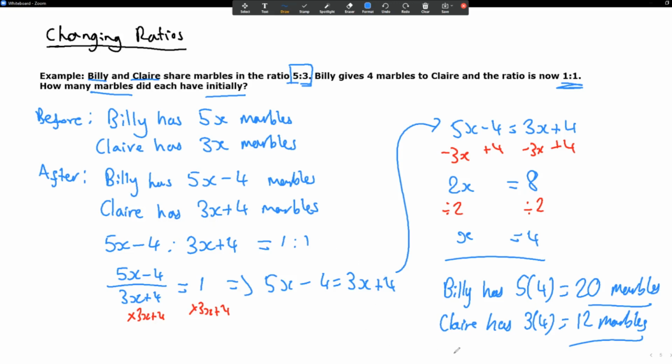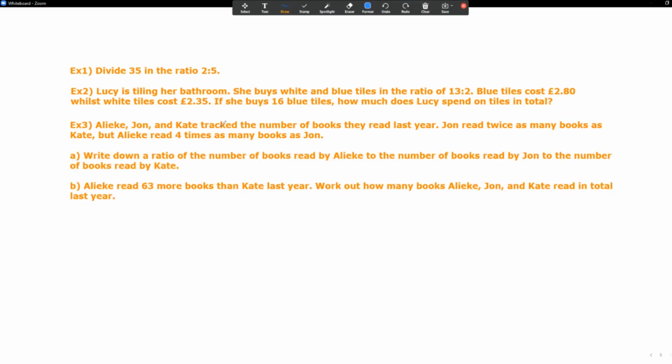So here are some exercises for you to try, with exercise 3 having 2 parts.